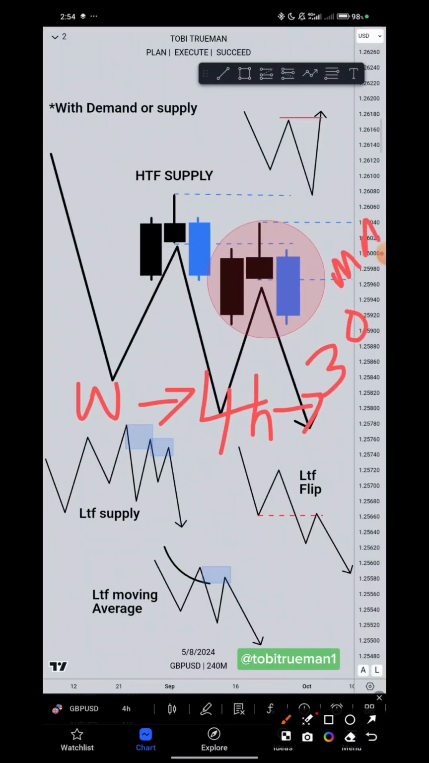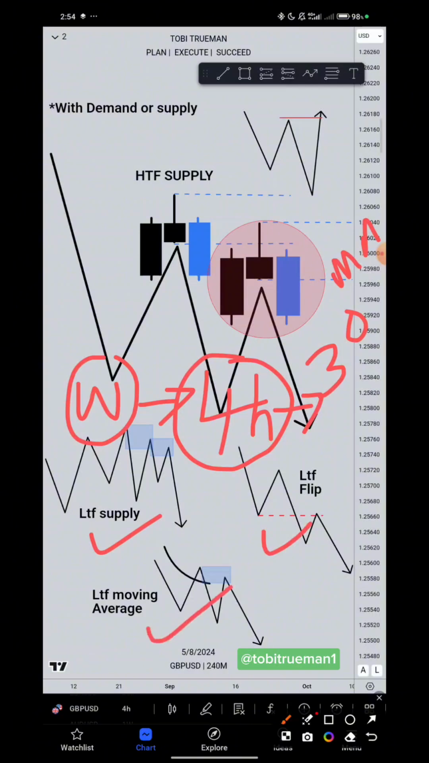So we might see any of these our entry. If you see our signal on the weekly time frame, we go to the 4 hour time frame and look for any of these signals: lower time frame supply, lower time frame flip, lower time frame moving average, even on the lower time frame we can also look for a lower time frame liquidity.